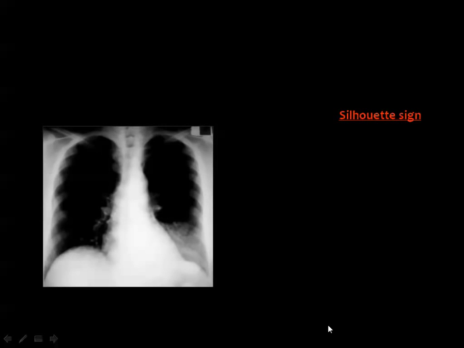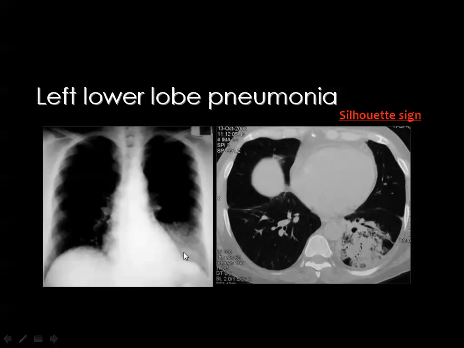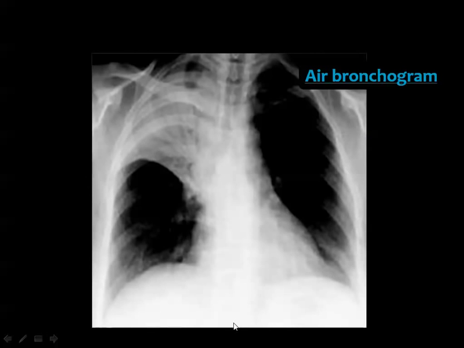Then let us make a test. And here is an opacity in the left lower lung lobe, and you can easily follow the cardiac border on the left side. That means that this opacity is posteriorly located, and this has been confirmed by the CT scan, and this is lower lobe consolidation. This is the fissure, and this is the heart, and this is the diaphragmatic copula and the dome of the liver on the right side.